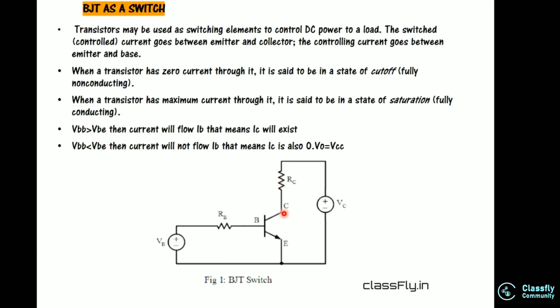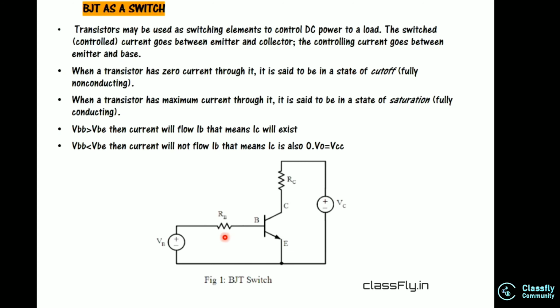As the collector current is zero, our VCC will be equal to our output, and this states that the transistor is in an off condition, or that the transistor has zero current through it. As IB is zero, IC will also be zero, and our output voltage will be equal to our VCC voltage. So in this state, it is said to be in cutoff mode, or a non-conducting mode.